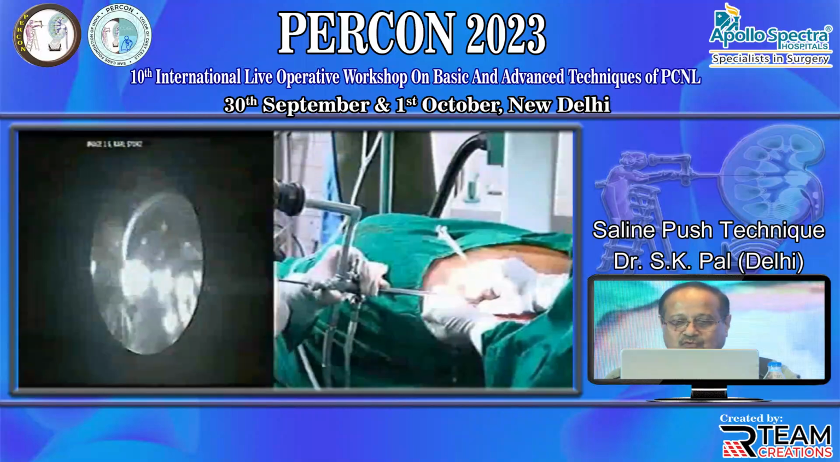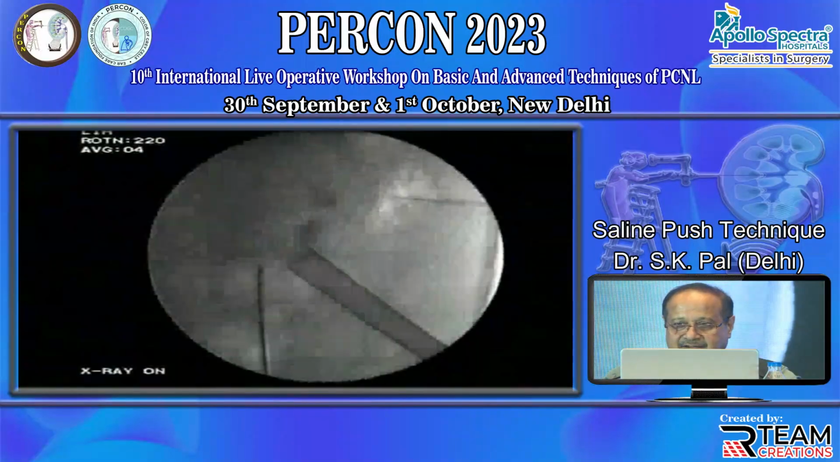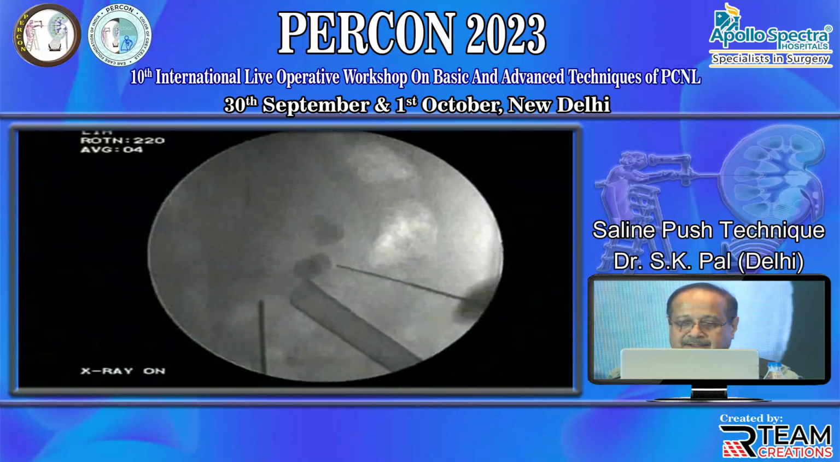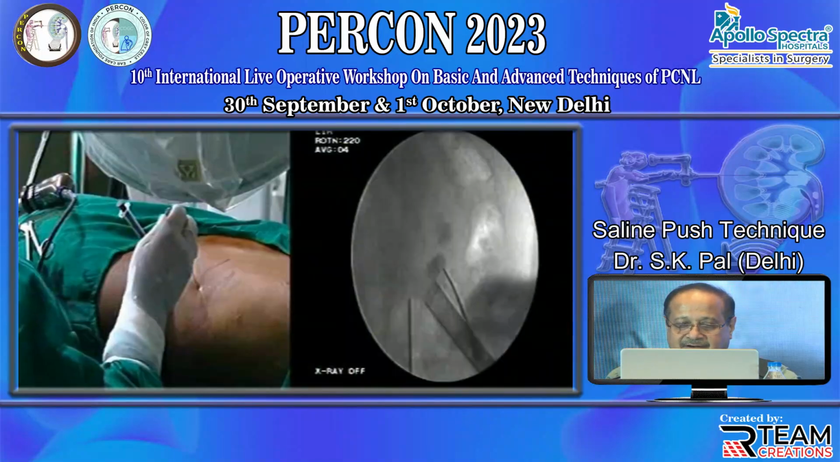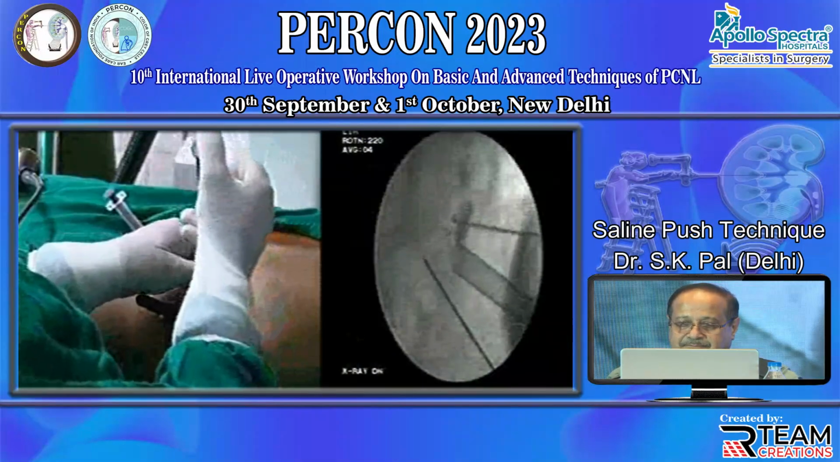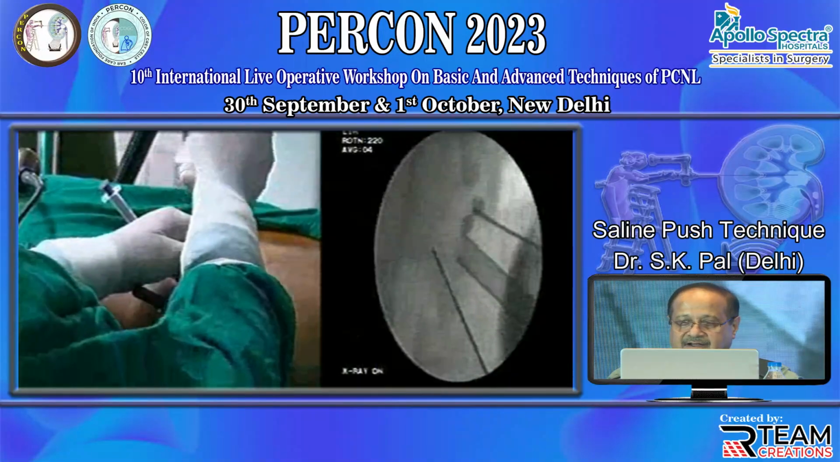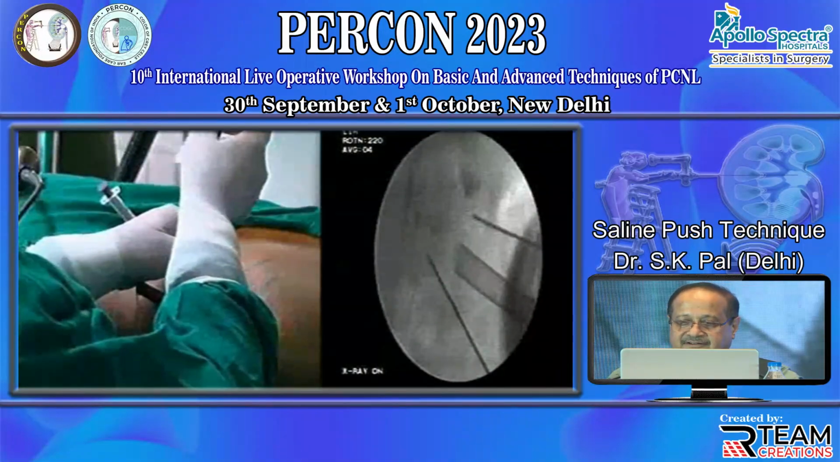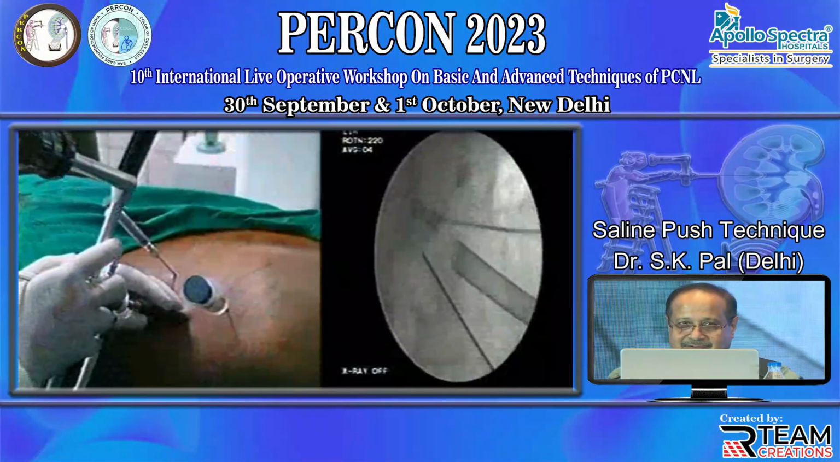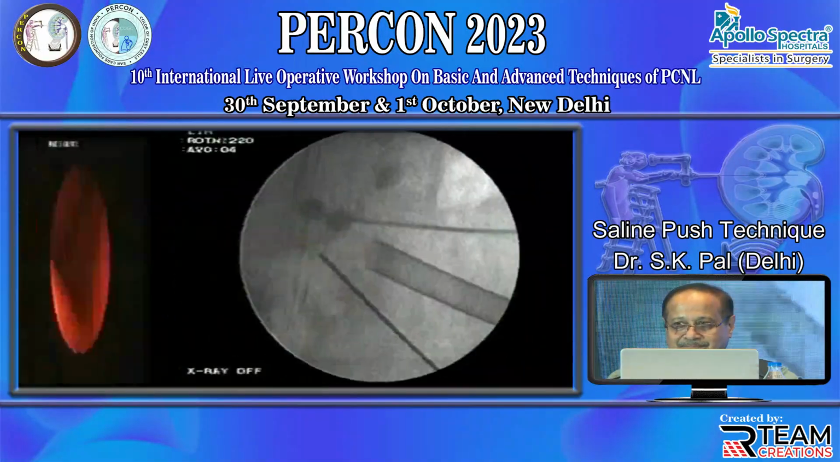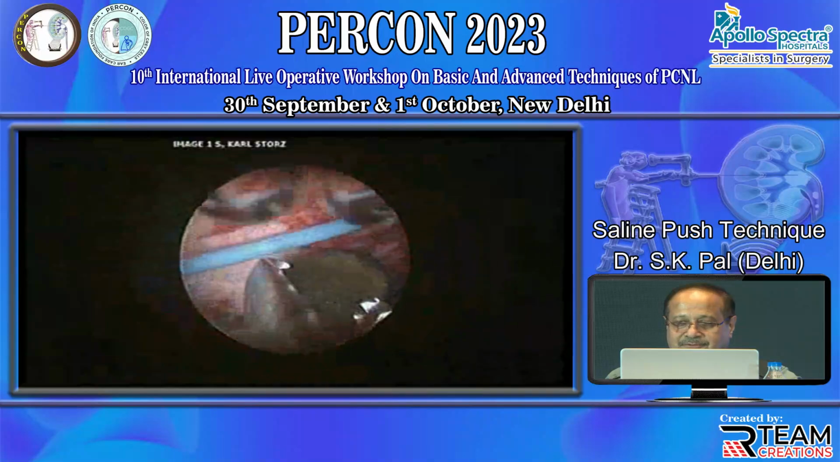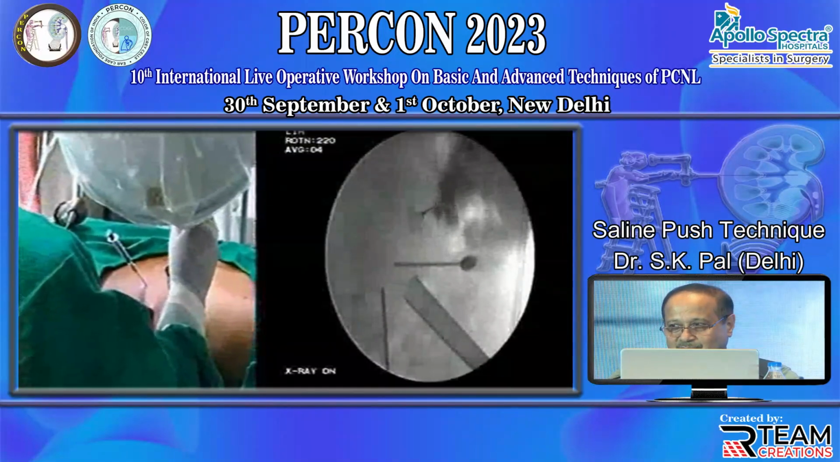And now those 2 stones which were lying in another calyx are still there. And one radiopaque shadow is seen here. So what we do is make a puncture into this particular calyx harboring 2 stones and just give a saline push. They are again in front of you. Pass the nephroscope. You can remove that.